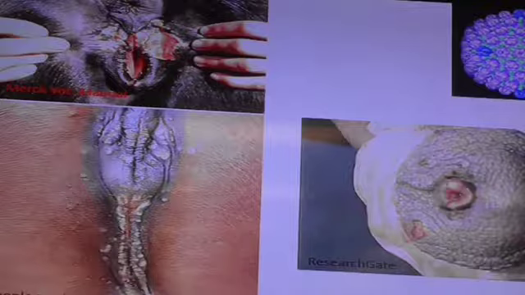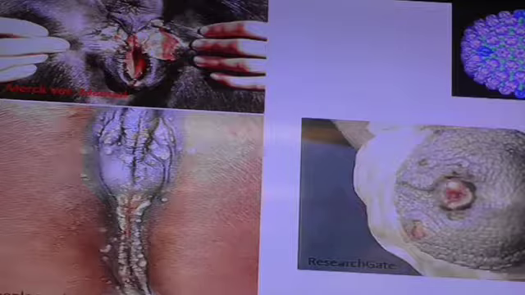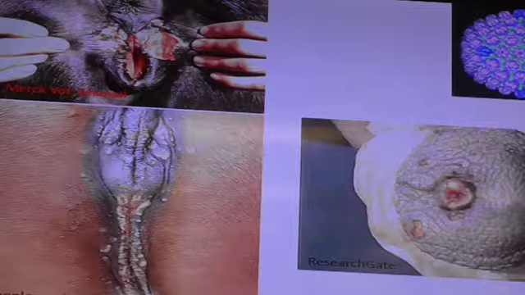Now this is another herpes. This is equine herpes 3. So we saw equine herpes 1. This is equine herpes 3.